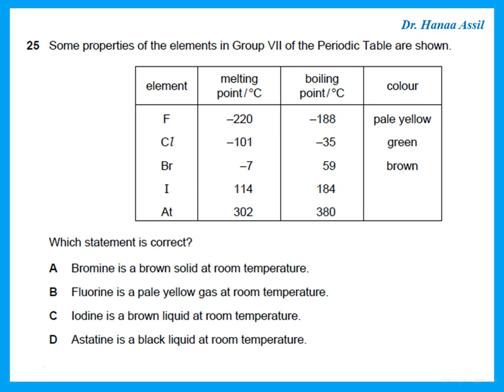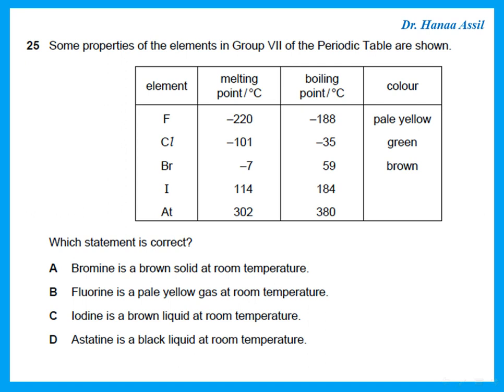Some properties of the elements in group 7 of the periodic table are shown. Please note the Roman numerals. V represents 5. If I have 2 after the V, then you add them to 5. So that is group 7. Which statement is correct? So going down the group, he says bromine is a brown solid. No, you should know that it's not a solid.